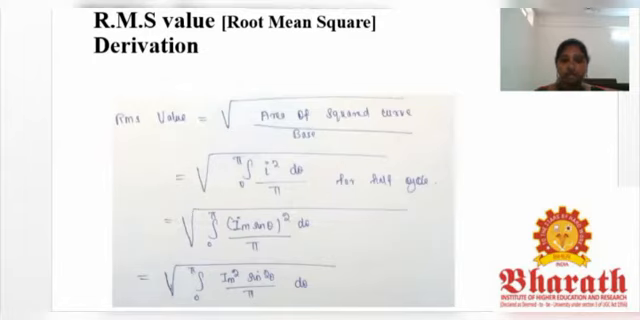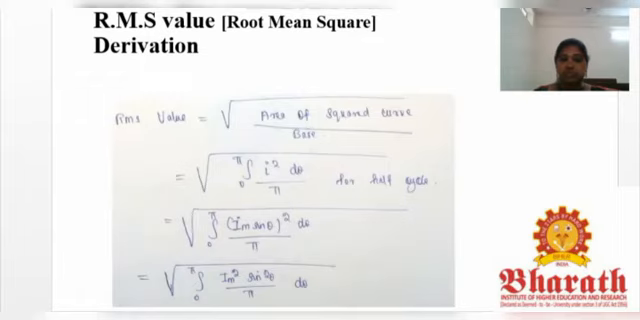We are going to calculate it only for the current waveform we drew in the first graph. So the same current waveform: root of integral 0 to pi, since it is a symmetric waveform, so I am taking the limit from 0 to pi. It is a current waveform, so I squared, the area of the squared curve. So I square d theta divided by the base value. I am taking only one half cycle, so the time period is pi. So integral 0 to pi I square d theta divided by pi.